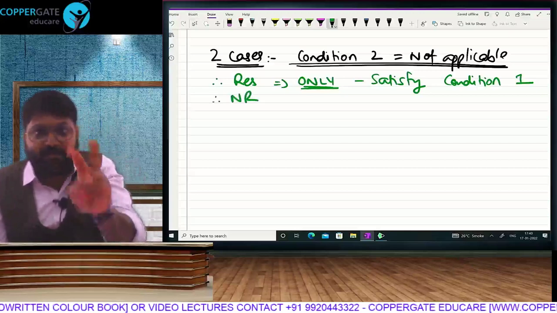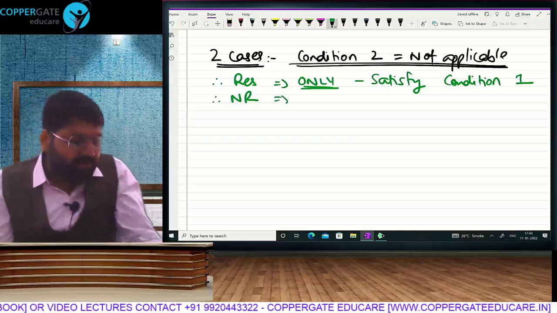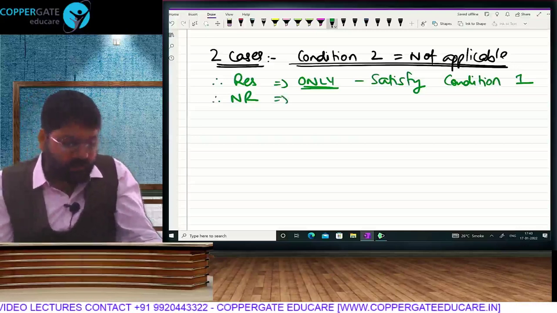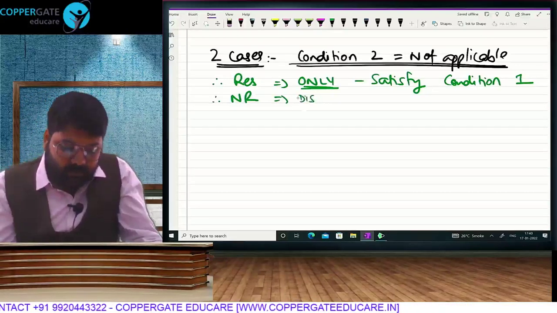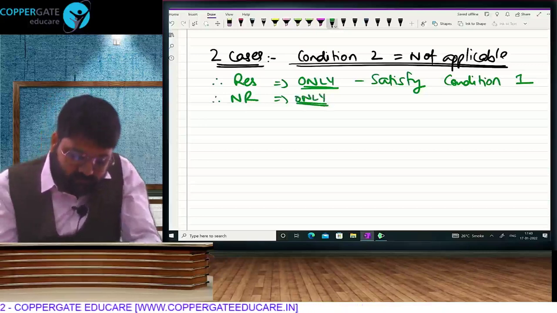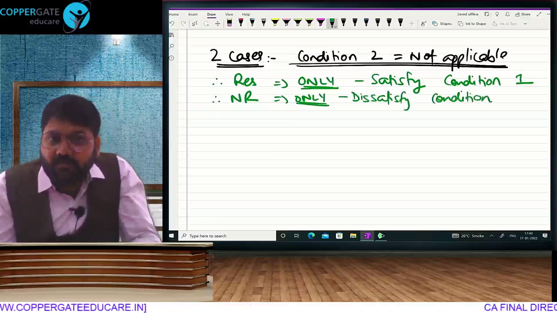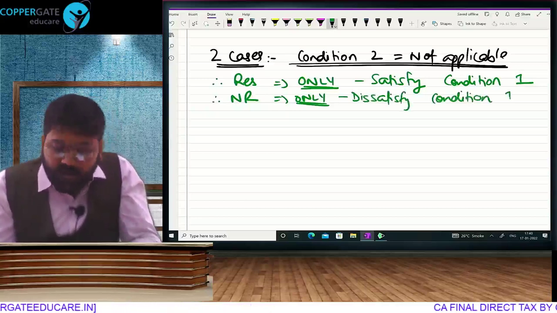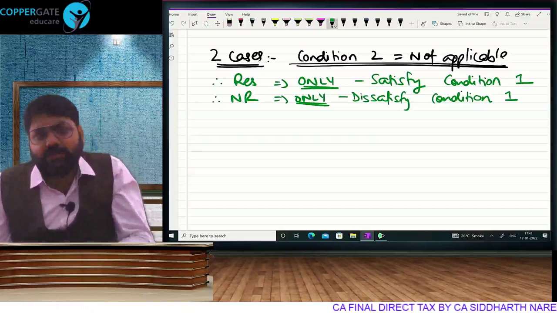Then tell me please, if this assessee falls in this exception, can I say these are exceptions where condition 2 is not applicable? Normal people, both conditions, but these people only condition 1. Then if this person wants to become a non-resident, how will this person become a non-resident? Only by failing the first condition, because the second condition is not applicable.